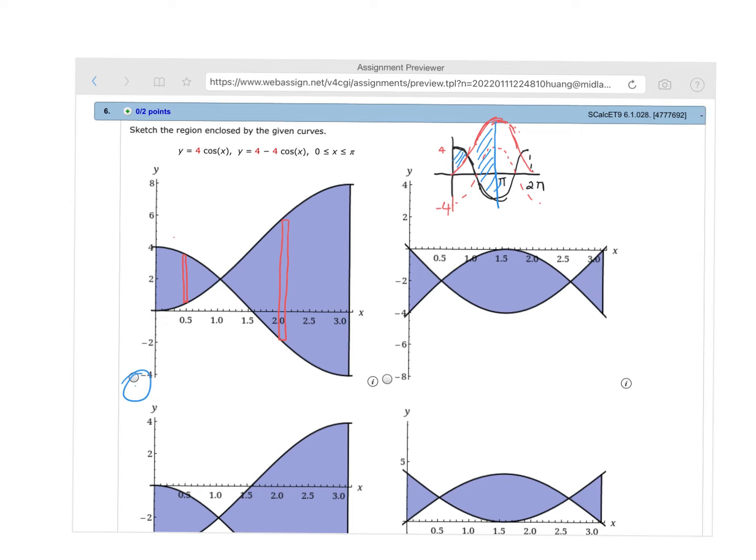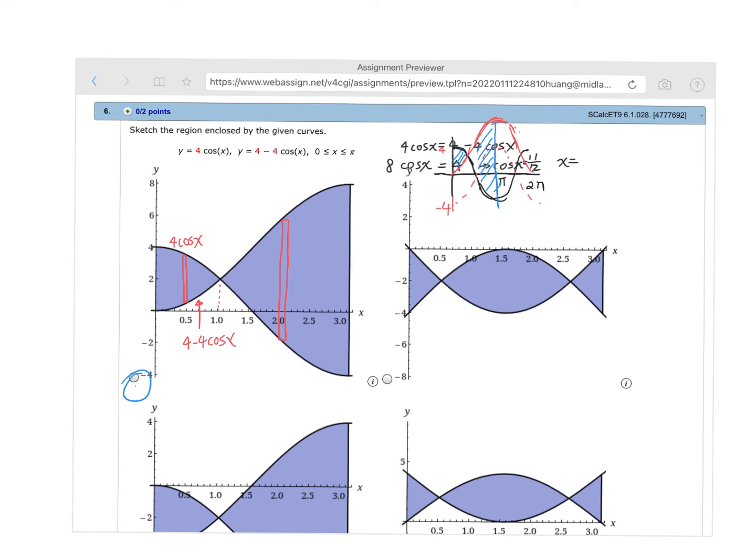So this one is 4 cosine x. This function is 4 minus 4 cosine x. We want to find the intersection from the graph. It looks like 1, and actually, is that 1? So we have to do a little algebra there. So let's set these two equal to each other. And then therefore, 8 cosine x equals 4, right? And then therefore cosine x is equal to 1/2.